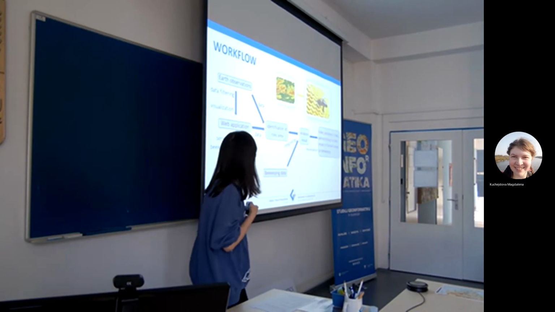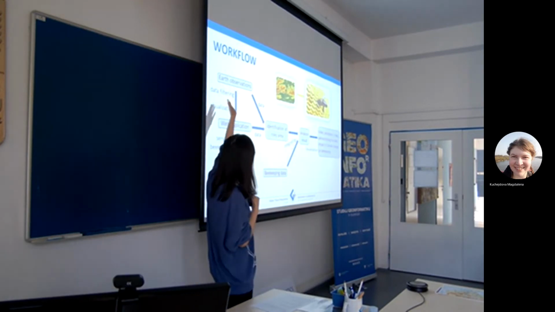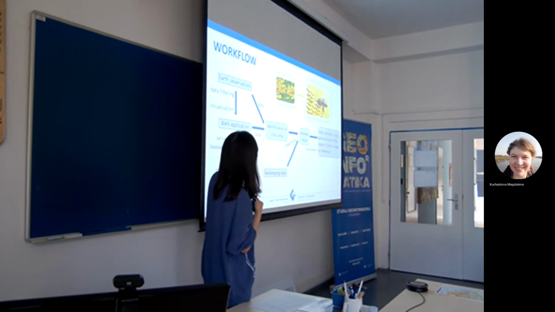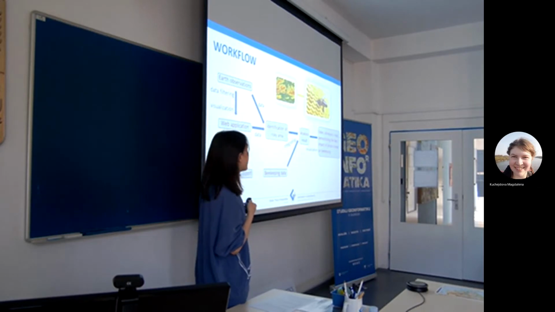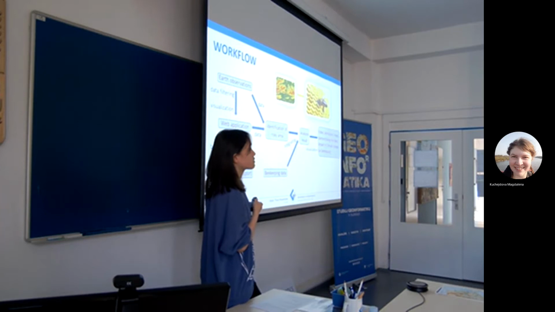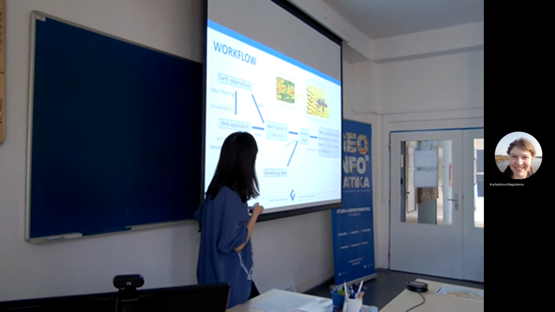So this will be the workflow. We will start from the Earth observations. The variables from the Google Earth Engine will be filtered and visualized through the web application, and this web application will be targeted to the beekeepers to support beekeeping.